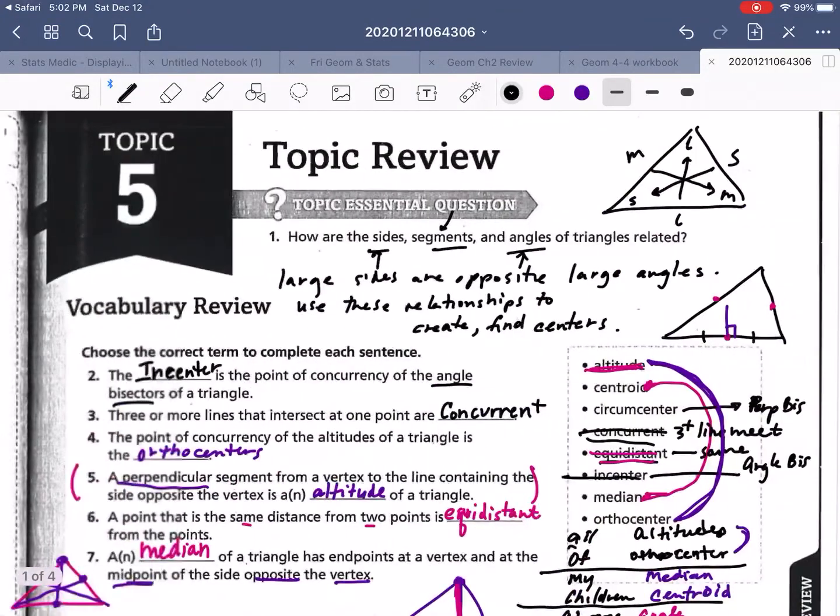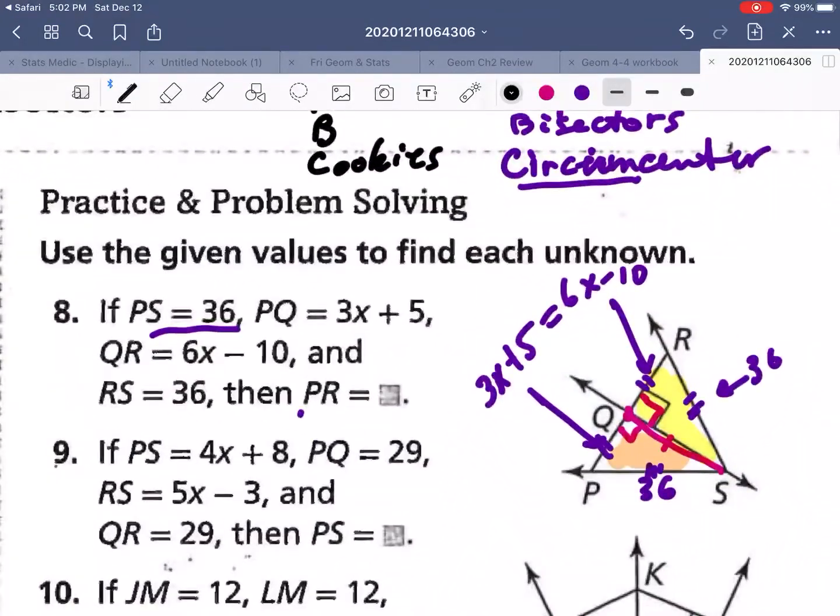So let's see what they need. The question says, find PR. Well, we solved this is 20 and that is 20. So PR would be 40. 40 was cut in half. It was 20 and 20.